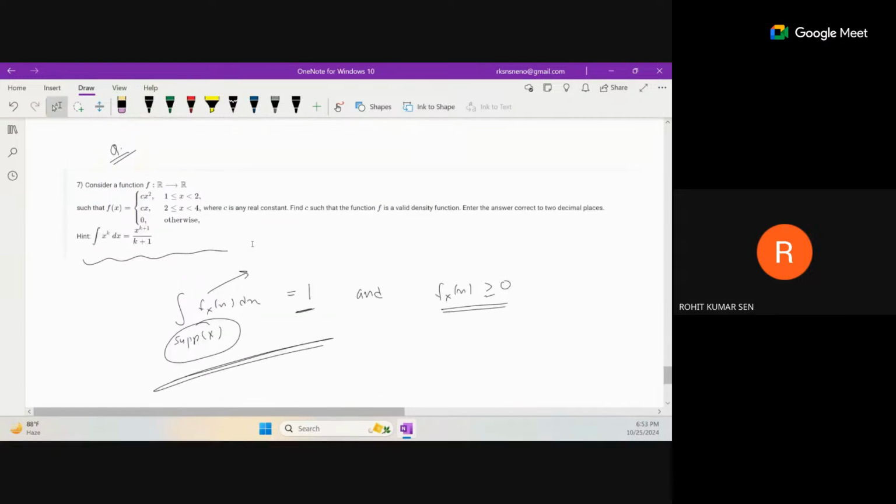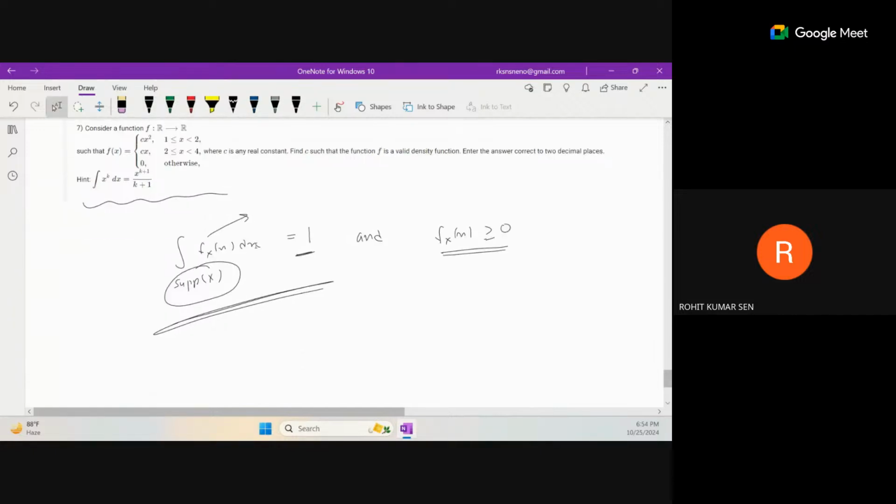So I need c. c is my unknown constant, which I need to find. So how can we find it? I need an equation which can give me c. So what I will do is integrate my f(x) in its support. Whatever its support, I will integrate my PDF function and equate it to 1, and that will give me an equation. And if I solve that equation, I will get the value of c. So till now, you are able to follow me?